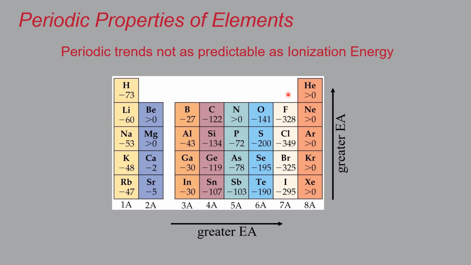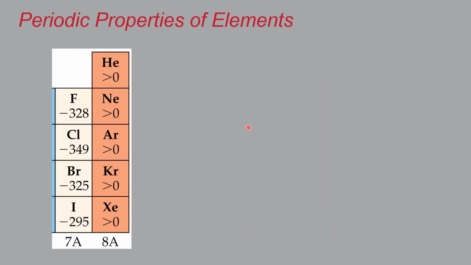It's going from the halogens, group 7, to the noble gases, group 8. The halogens are the elements that have the greatest electron affinities. And the noble gases have very, very low electron affinities. They're actually endothermic. You need to put energy into them for them to take that electron.